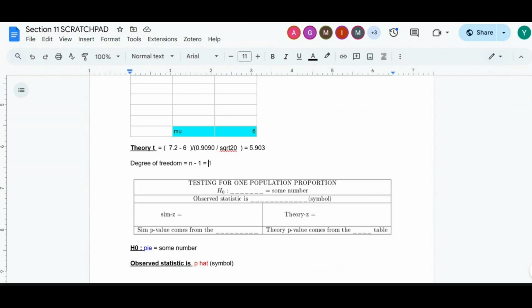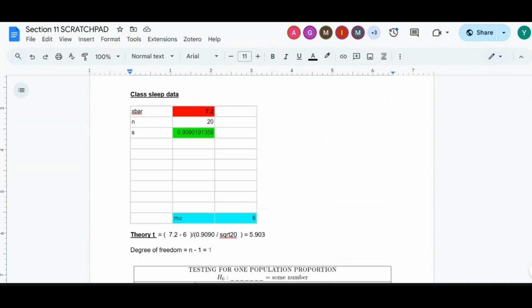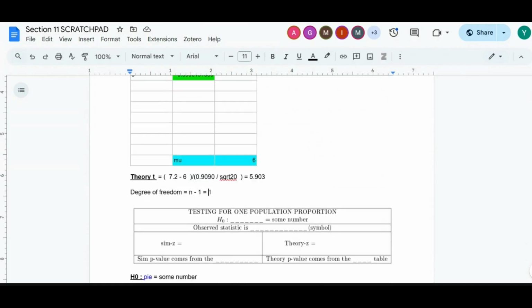It couldn't. Does anyone know what n is for our class data? Anyone remember? It's on the screen actually. How many people responded to our, oh, it's there, 20. There were 20 people who responded to the sleep data set. Therefore, the degree of freedom is 20 minus 1, which of course is 19. Okay, good. That's the first step.